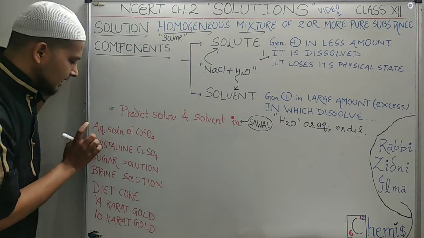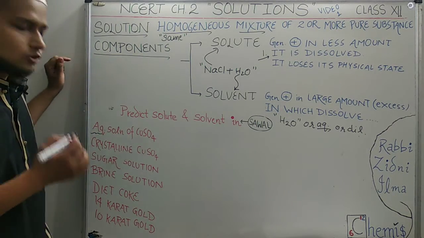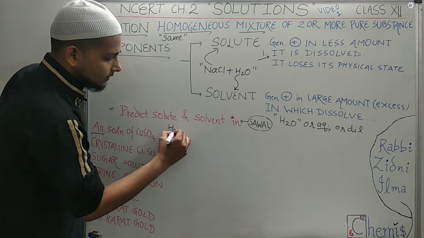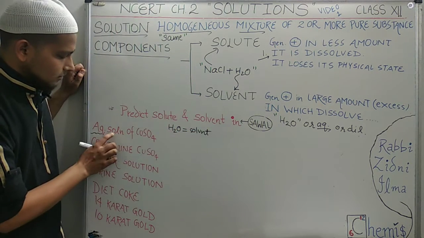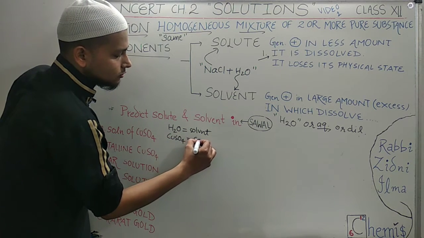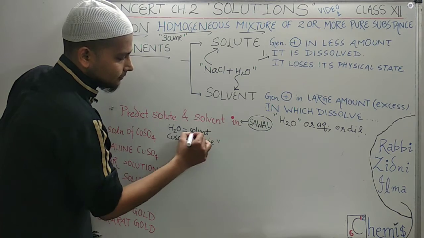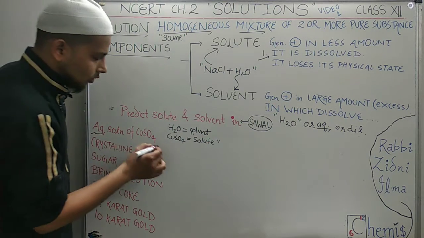Now this case, aqueous solution of CuSO4, very easy. Aqueous turns to water. So water is our solvent. CuSO4 turns out to be our solute. First case, very simple. Now the next case, crystalline copper sulfate.